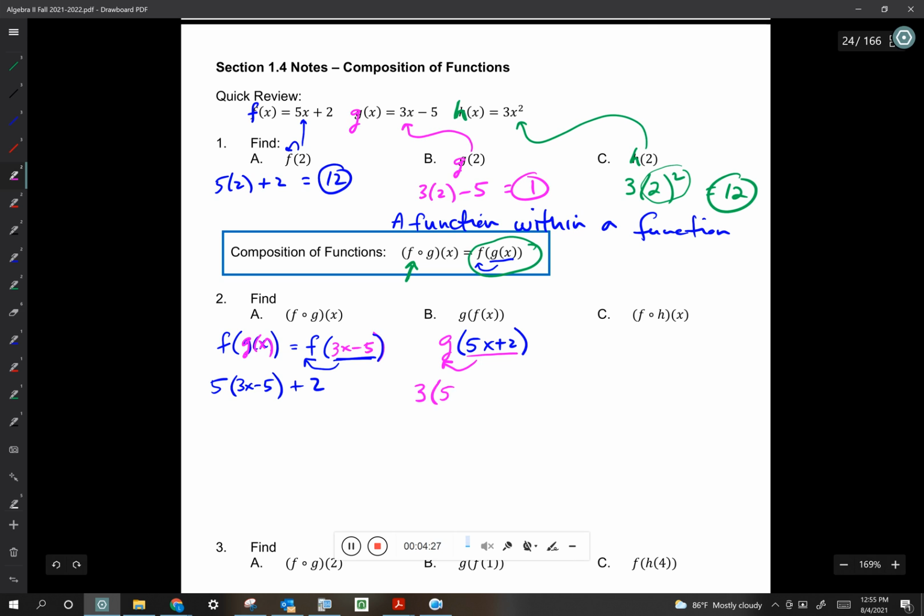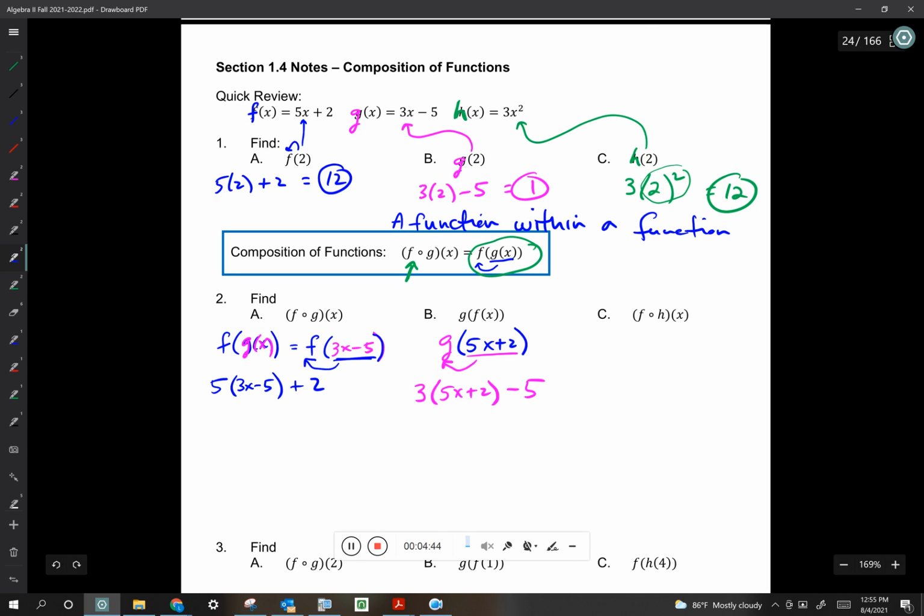I'm going to put 5x plus 2. But then don't forget at the end of the g of x, you have your minus 5. Again, you could distribute, subtract, whatever. But I don't want us to get bogged down with the detail right now. I want to make sure we understand the setup.